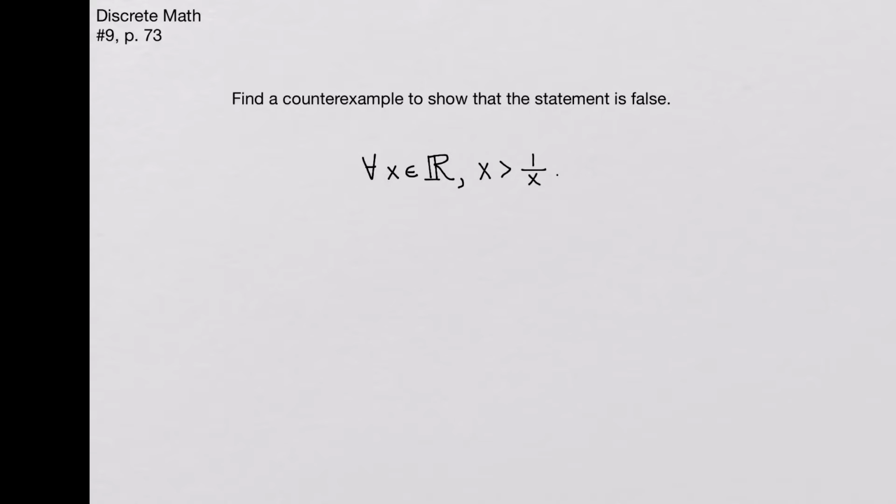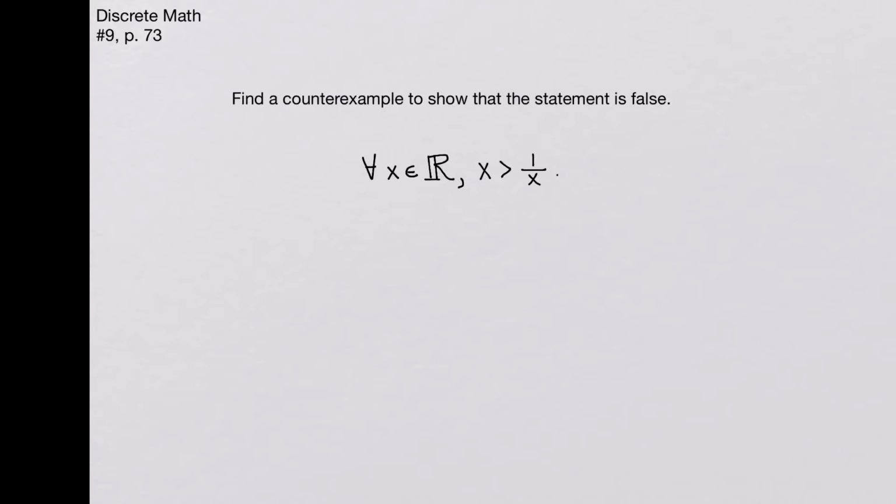In this problem, we need to find a counterexample to show that the statement is false. So our statement is, for all x in the set of real numbers, x is greater than 1 over x. In order to show that this statement is false, I need to find some real number that I can substitute for x that will give me a false statement for x is greater than 1 over x.